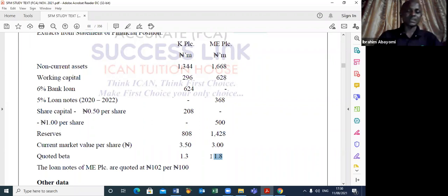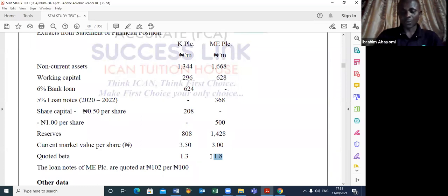So if this is an equity beta, it measures the risk of the industry and the financial risk of MEPSC. And I told you earlier that two companies cannot have the same financial risk. Two companies can have the same business risk if they are in the same industry. But even when they are in the same industry, they cannot have the same financial risk because their borrowing will differ. Therefore, I need to remove the financial risk of MEPSC from this 1.8 so that I will be left with asset beta, which measures only business risk.